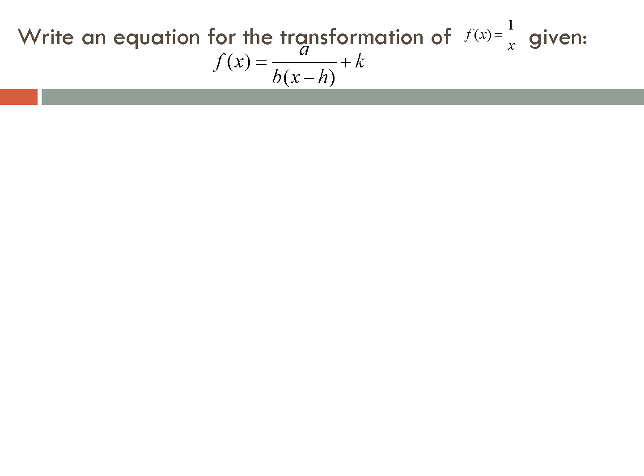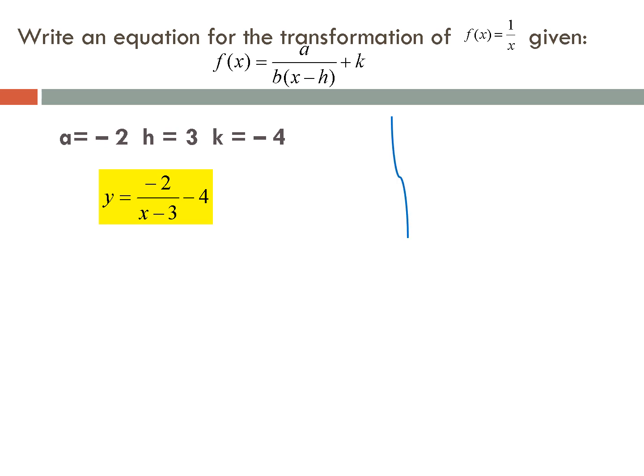Okay, on this slide, they want us to write an equation for the transformation of the parent function f of x equals 1 over x, given f of x equals a over b times x minus h, plus k. So in the first example, they tell me that a is negative 2, h is 3, k is negative 4. They didn't give me anything for the b value, so I just don't worry about it. And so all I'm going to do for this example is substitute negative 2 for a, 3 for h, and negative 4 for k. Ta-da! Just that easy.